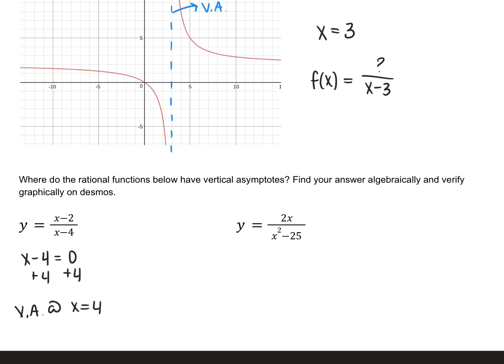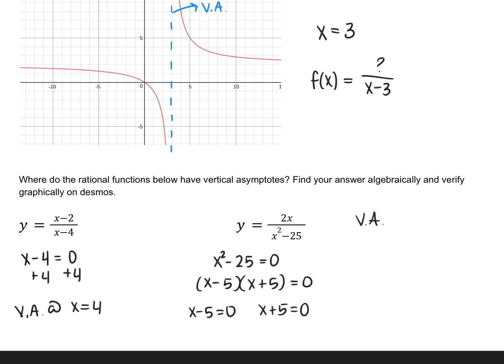For our second equation, we have y equals 2x over x squared minus 25. So I care about when x squared minus 25 equals 0, which I'm going to factor as x minus 5, x plus 5. Each of those gets set equal to 0. And we end up with 2 vertical asymptotes. One at x equals 5 and one at x equals negative 5. So there can be multiple vertical asymptotes. There can also be none. You aren't required to have a vertical asymptote, but there can be 0, there can be 1, there can be 2, there could potentially be 3. We're not likely going to look at any examples where there are more than 2. The most common examples you'll see here are none, 1, or 2.